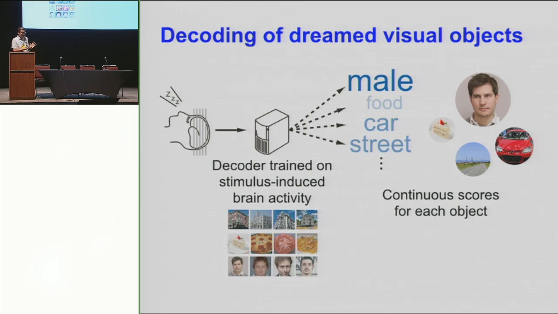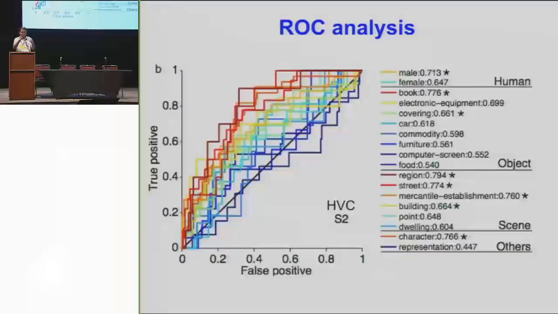And this model was used to analyze brain activity just before awakening. Since we have a continuous score, by shifting the threshold, we can do ROC analysis. Each line corresponds to each of the categories. As you can see, not all categories are reliably detected, but for about 1/3 of object categories we can reliably detect the presence at a statistically significant level.